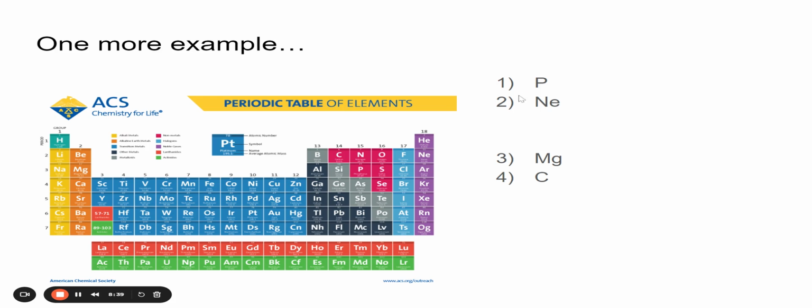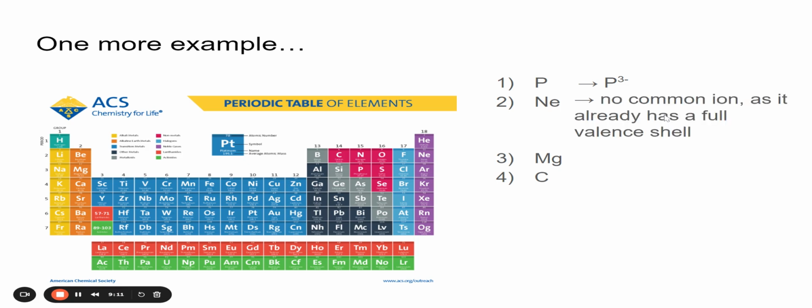Okay, great. So if we're looking at the example here, phosphorus is in column 15, so it has 5 valence electrons. It could either gain 3 or it could lose 5, and because it's easier to gain 3, then it'd be P3 minus. Ne, this is one that's a little sneaky because it's a noble gas. It doesn't actually have a most common ion. So there's no common ion. It already has a full valence shell.